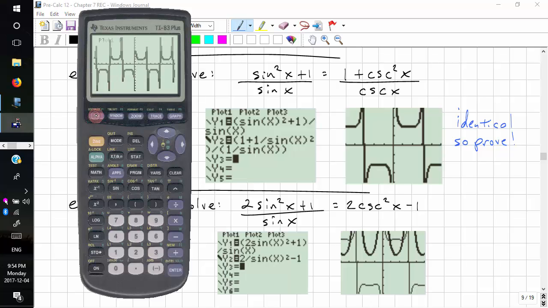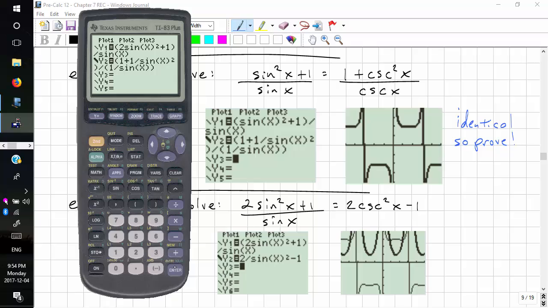Let's look at the next example. 2 sine squared x plus 1 over sine x to cosecant squared x minus 1. Okay, let's just modify this equation rather than entering it in again. It's a flashing block. This means we're overwriting any characters that we've entered. So we want to insert a character. So we press second, delete. Now it's a flashing underscore, and we can enter a 2.